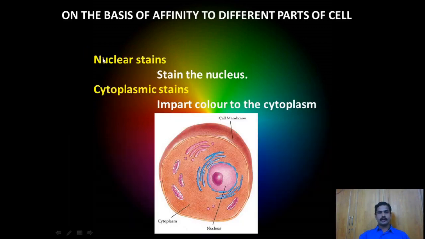Then the next classification of stains is on the basis of affinity to different parts of cells. And based on affinity, stains are classified into nuclear stains or cytoplasmic stains, whether they show affinity towards nucleus or the cytoplasmic components. The nuclear stains the nucleus, and cytoplasmic stains impart color to the cytoplasm.